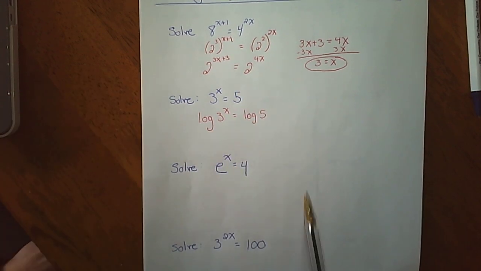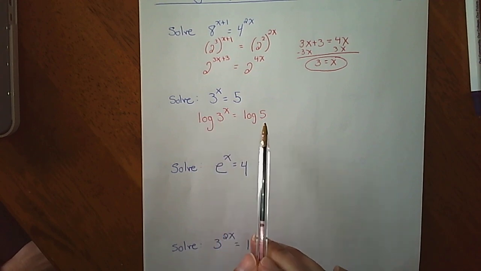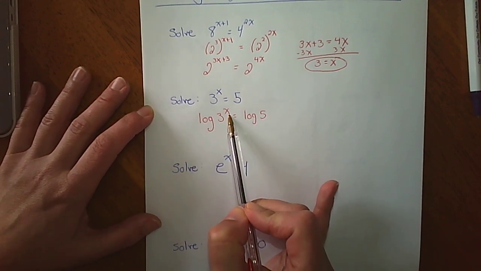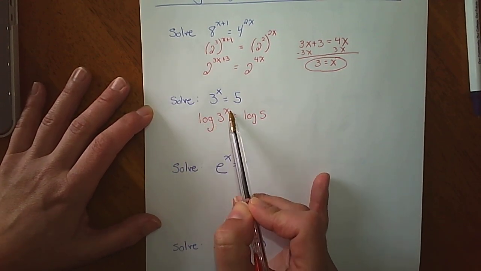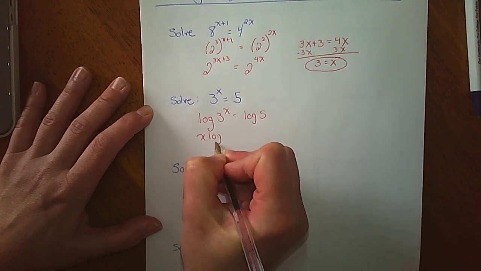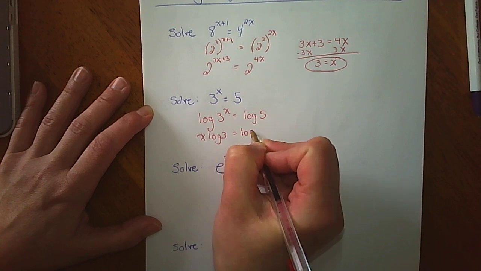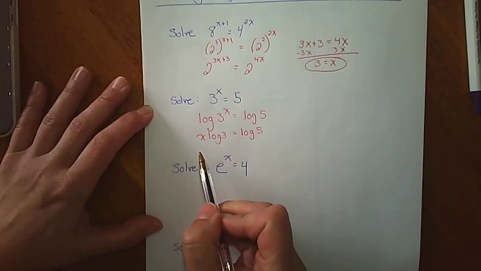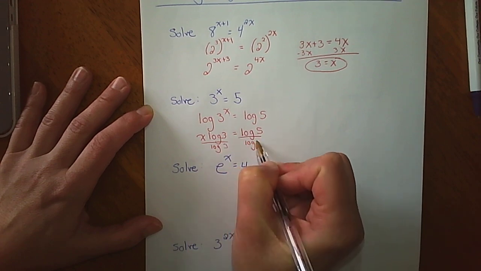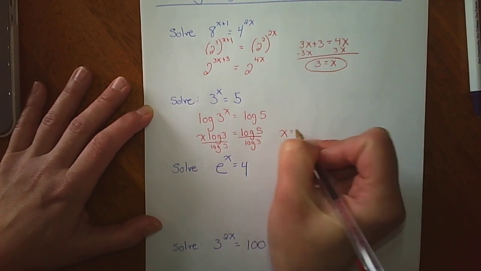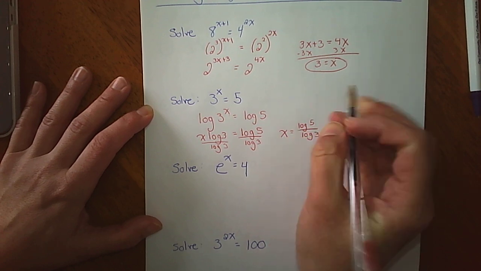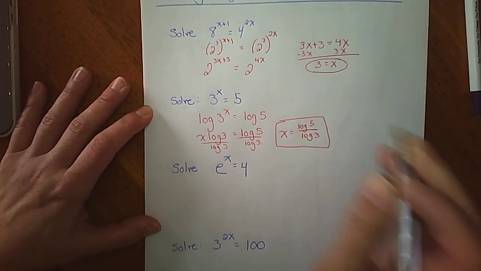Now, technically, they're the same base. They're both log base 10. Now, there's a rule in logs that says anytime you have an exponent attached to a log, the exponent falls in front. So that becomes x log 3 equals log 5. Now, to get the x alone, you divide both sides by log 3. And that makes x equals log 5 over log 3. So that's an acceptable answer.